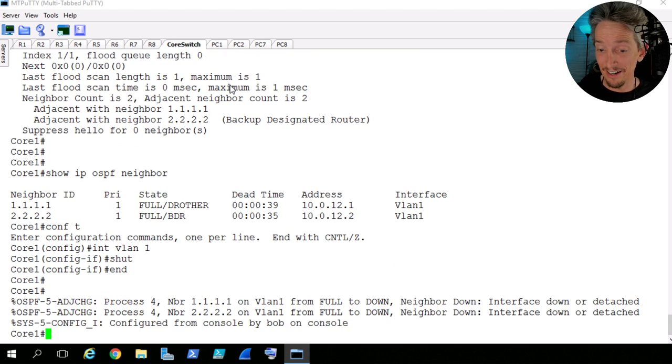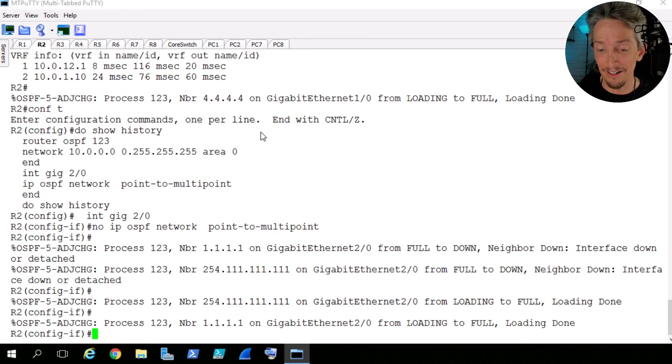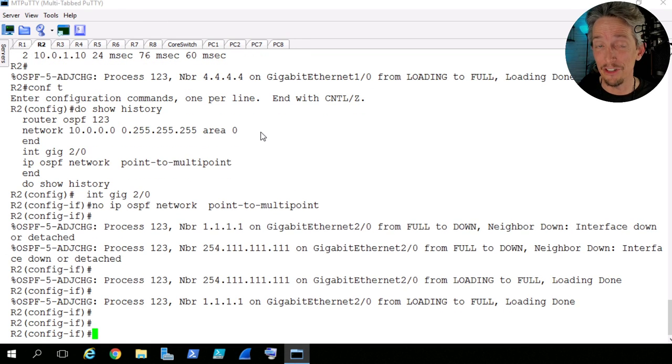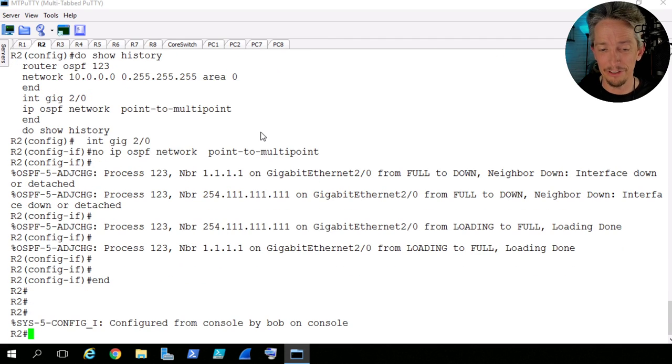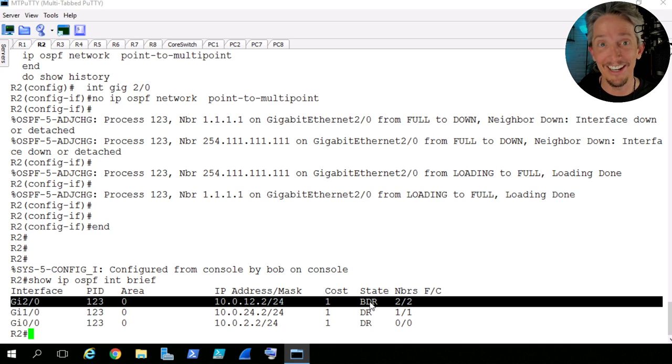So effectively, this is the DR going away, and the existing BDR, which was R2, should now be the DR. It's going to promote itself. Show IP OSPF interface brief, and it hasn't done it yet. Now, this is amazing because what's happening is we're timing out. So the hello interval is not going to be met. We're not going to see our neighbor. Eventually we'll say, hey, I haven't heard from that guy. That neighbor's down. And then he'll say, oh, there's no DR. I'll be the new DR for this segment on 2.0.